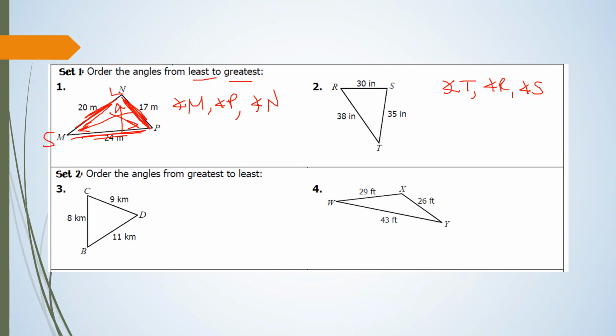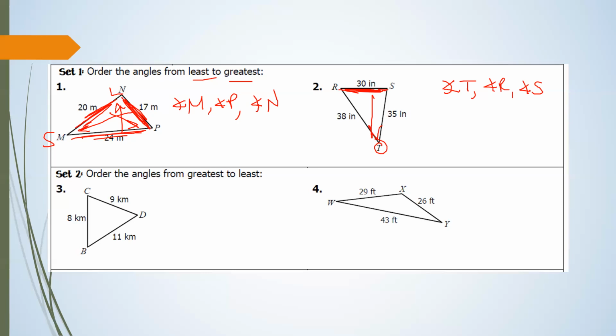Sometimes students ask me, how do you know what angle is across from it? Well, it's the angle that's not touching it. So like if I'm looking at side 30 or RS, there's only one angle in this triangle that is not touching 30, and that's T. So that's the angle that's across from it.